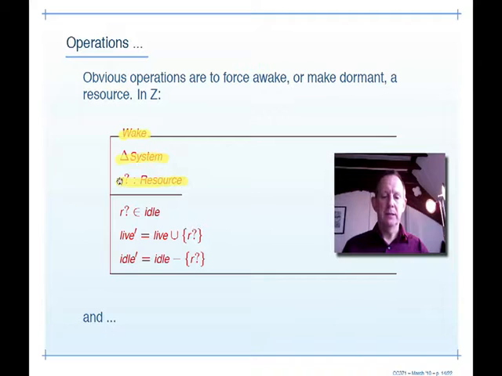What are the constraints in this? Well, first of all, we can't wake something that's not idle. So we want our query to be an element of the idle set in the initial state. Now, what's the final live set? Well, it ought to be what it was before, together with the resource that we have just woken up. And what is the idle set afterwards? Well, it should be what the idle set was before, with the resource that we've woken up removed from it.